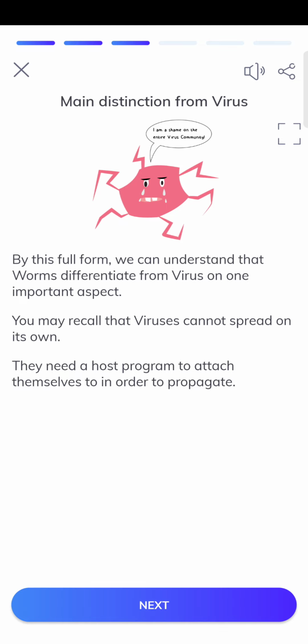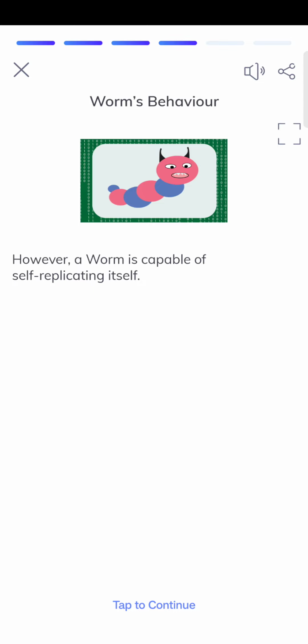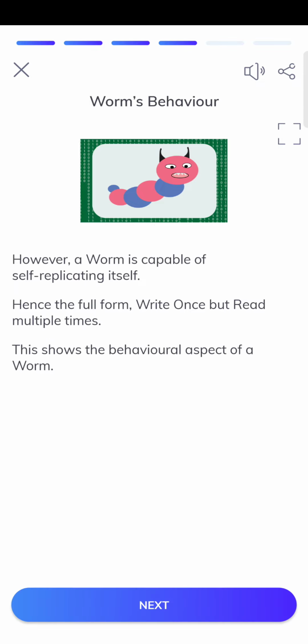They need a host program to attach themselves to in order to propagate. However, a worm is capable of self-replicating. Hence the full form, write once but read multiple times. This shows the behavioral aspect of a worm.